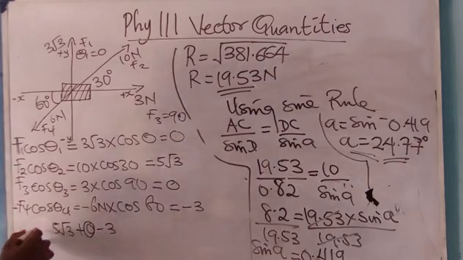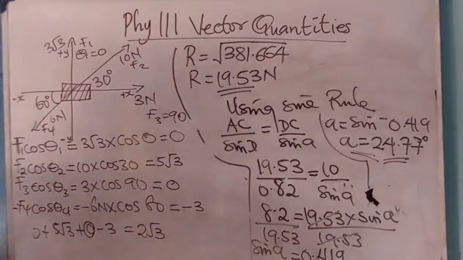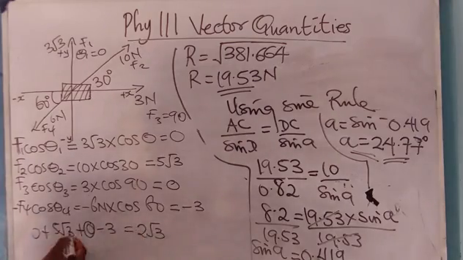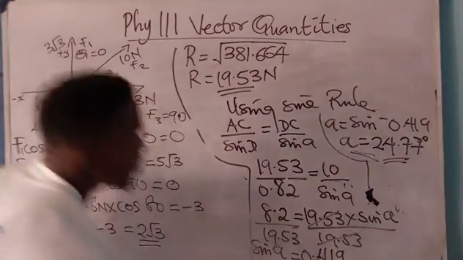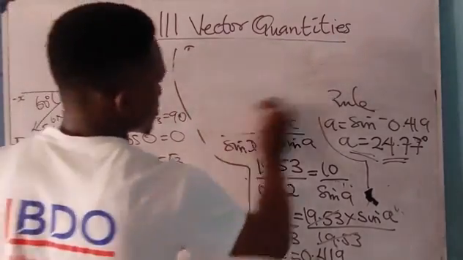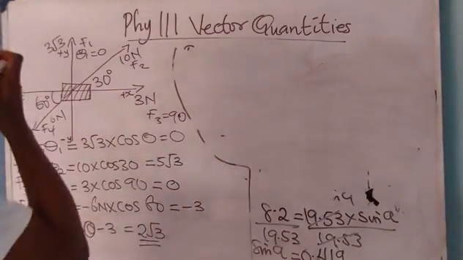So from what we have now, 5 minus 3 is 2. So I now have this one as 2 root 3. So this one is for the x-axis. Now, let's calculate for the y-axis. For the y-axis, everything becomes sine, sine, sine.